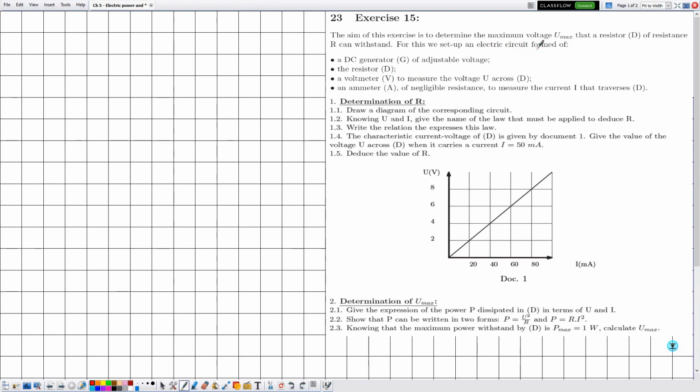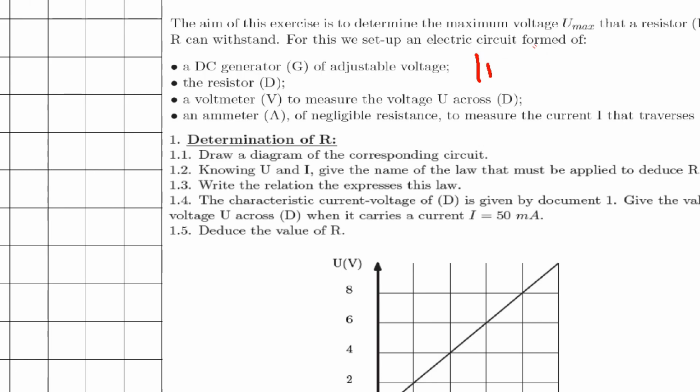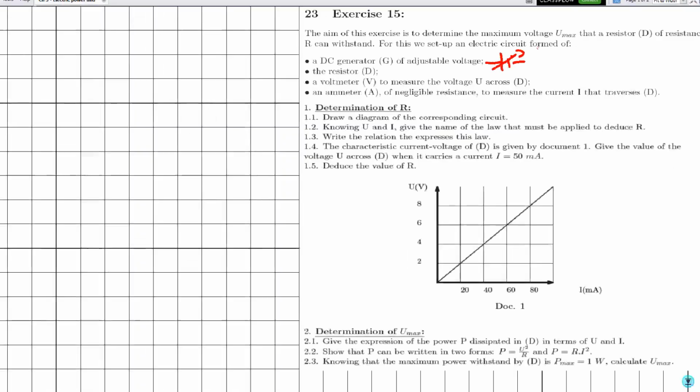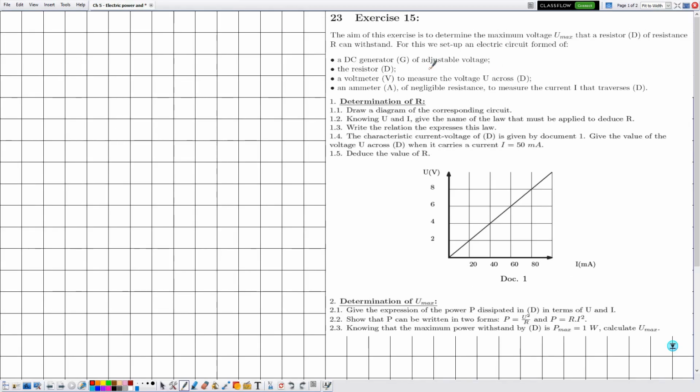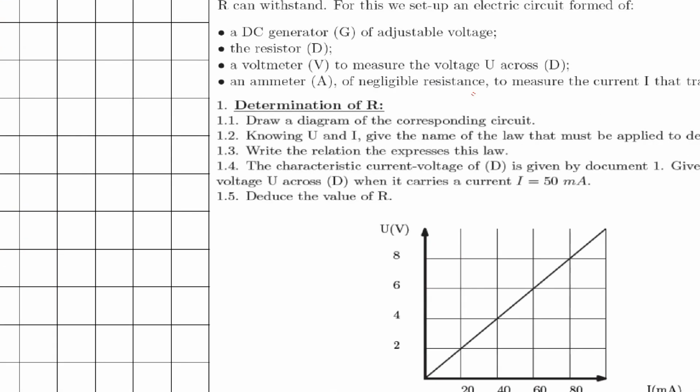So let's recall that the symbol of this electric component is given by that. A resistor D, a voltmeter V to measure the voltage U across D, and an ammeter A of negligible resistance to measure the current I that traverses D. So now let me start with part 1. The title of this part is determination of R.